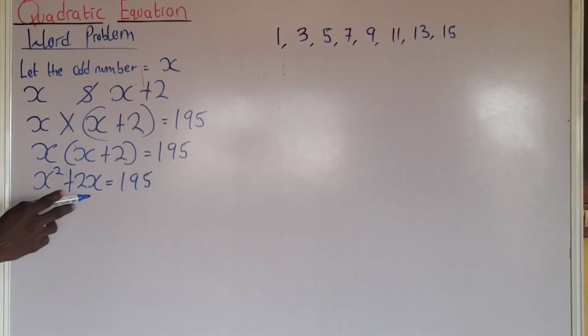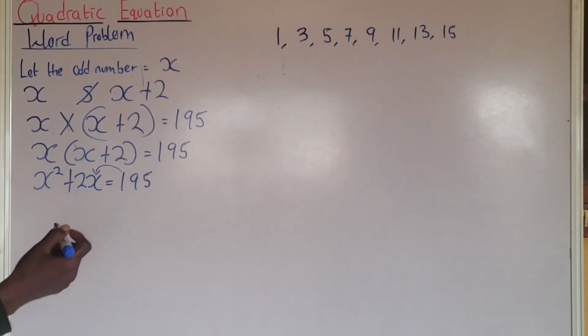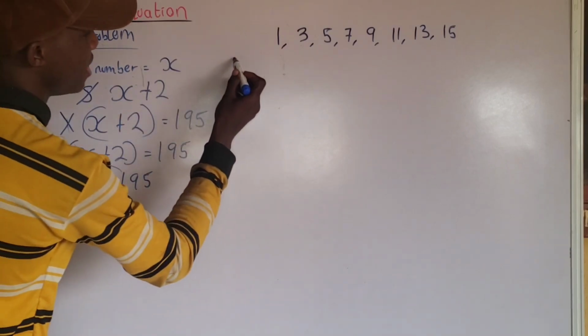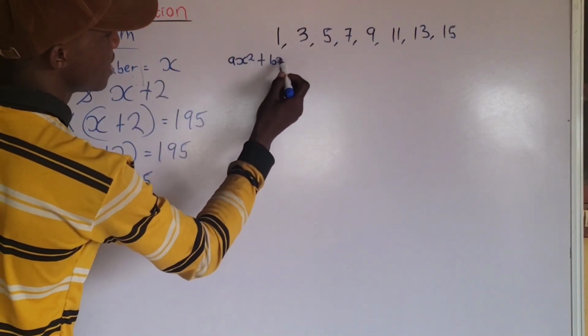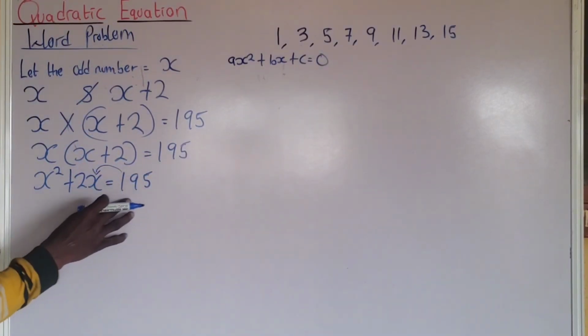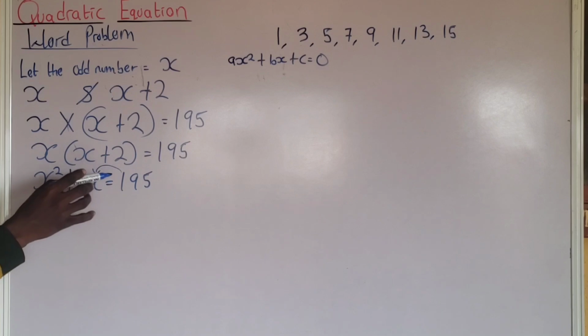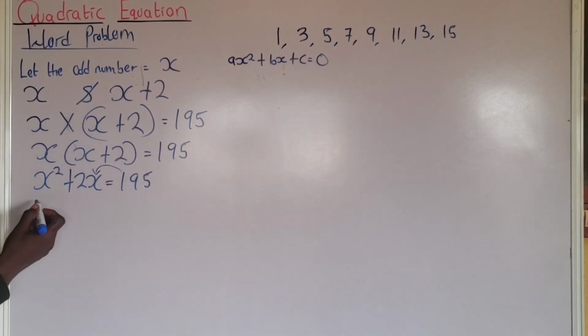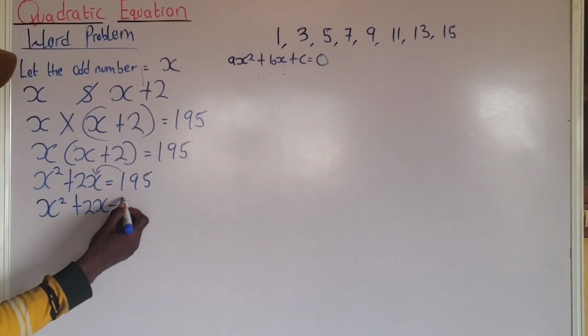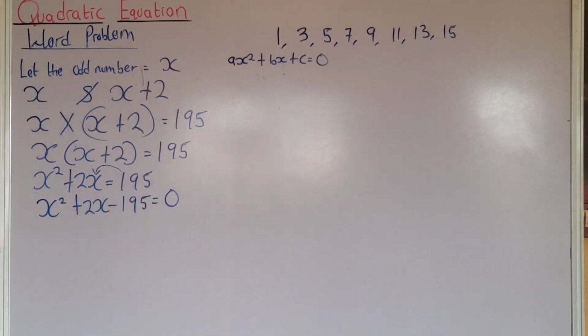Okay, now the next step is that I'm going to take this 195 across the equals sign to the left hand side of the equation. In an attempt to solve a quadratic equation, a typical quadratic equation looks like this: ax squared plus bx plus c equals 0. But I have 195 on the right hand side of the equation, so I'm going to take this 195 to the left hand side. So I'm going to have x squared plus 2x minus 195 equals 0. Now this is the quadratic equation that you're going to solve. By solving this quadratic equation, we're going to get the two positive odd numbers. Okay, now which method are you going to use to solve this quadratic equation?